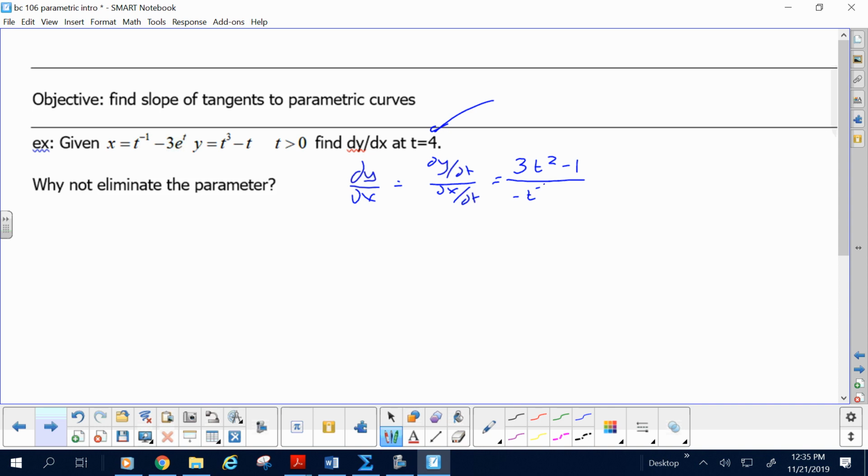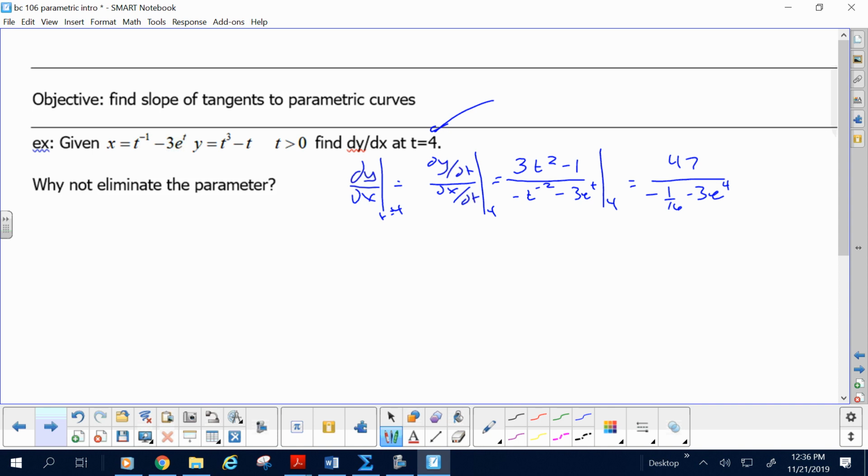Negative t to the negative 2 minus 3e to the t. They said at time equal 4, I should probably make that clear. At 4, so the numerator is 47, and the denominator is negative 1/16 minus 3 to the 4. I don't know what that curve looks like.